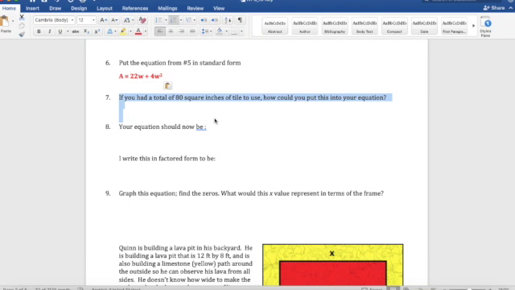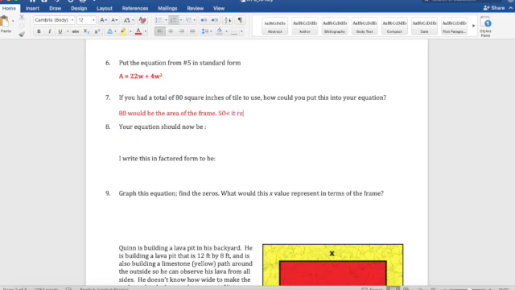So, if you had a total of 80 square inches of tiles to use, how could you put this into your equation? So 80 would be the area of the frame, right? You have 80 square inches of tile to use. That's like 12 inches by 12 inches, less than a square foot of tile. So you've got a little bit, not very much. So 80 would be the area of the frame.